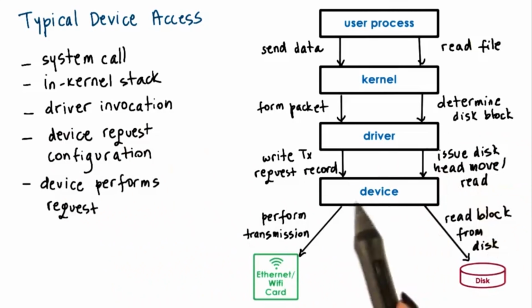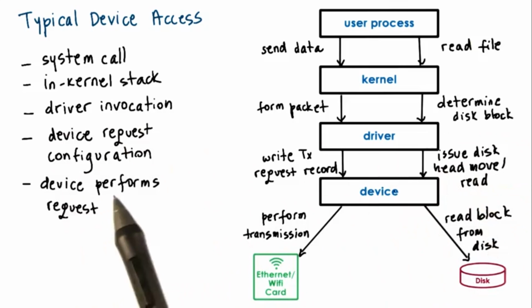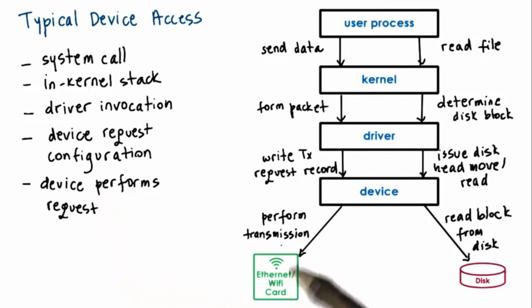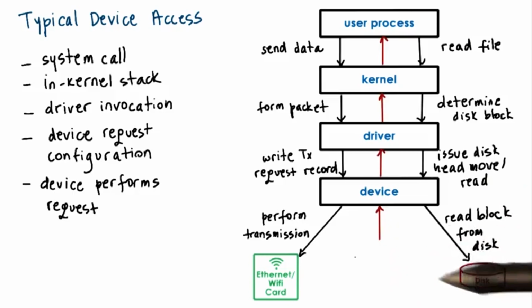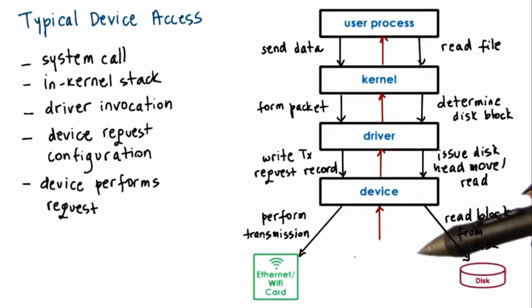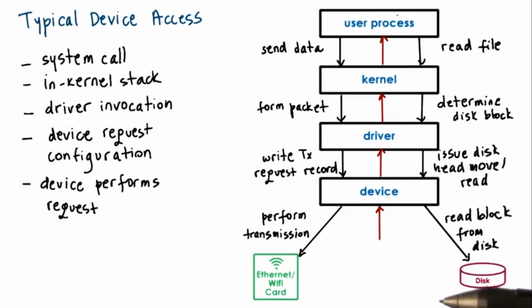And finally, once the device is configured, it will perform the actual request. In the case of the network card, this device will perform the transmission of the data. In the case of the disk device, the device will perform the block read operation from disk. And finally, any results from the request, or in general, any events that are originating on the devices will traverse this call chain in a reverse manner.